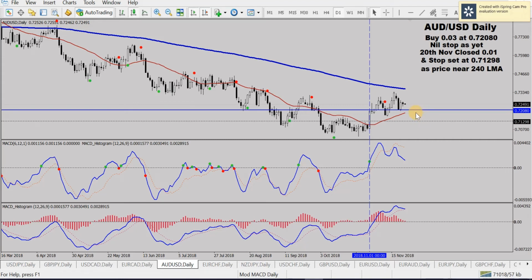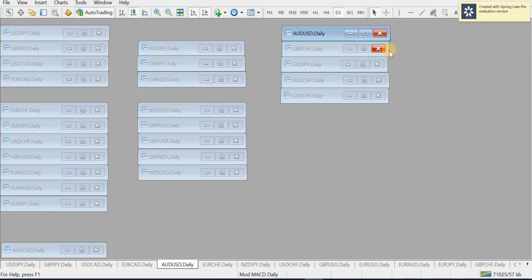I was looking one ahead on my notes there. So I just closed another 1/3 of the Aussie buy. It's just losing steam. It got up close to 240 LMA. You can see that the MACDs are going down. They're starting to roll over. So I'm just protecting my positions here.